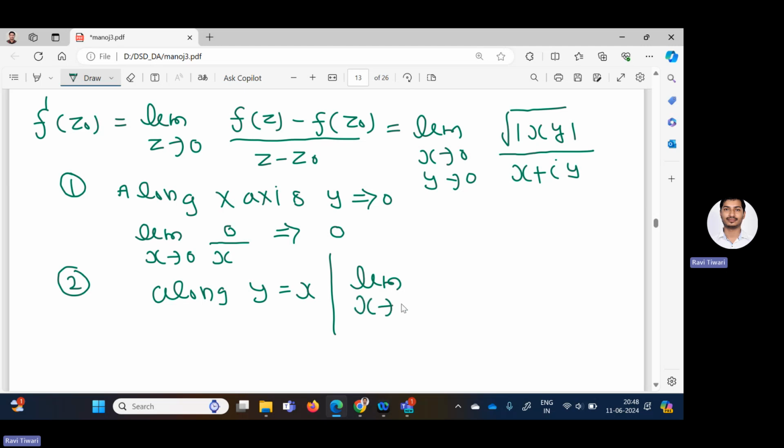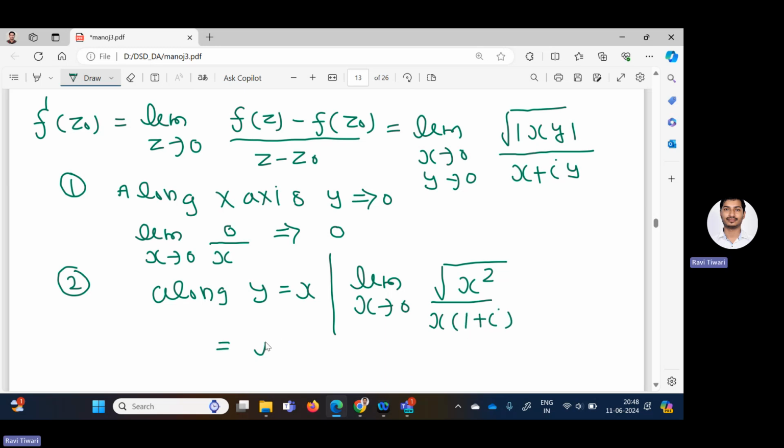So along y equal to x, what do you get? Limit x tends to 0, under root of mod x square, because if I put y equal to x, then xy becomes x square, and x square is already a positive quantity, so it can come inside or outside the mod. The mod makes things positive, but x square is always positive. So you write mod x square divided by x plus y, which is also x, so you take x common and get 1 plus i.